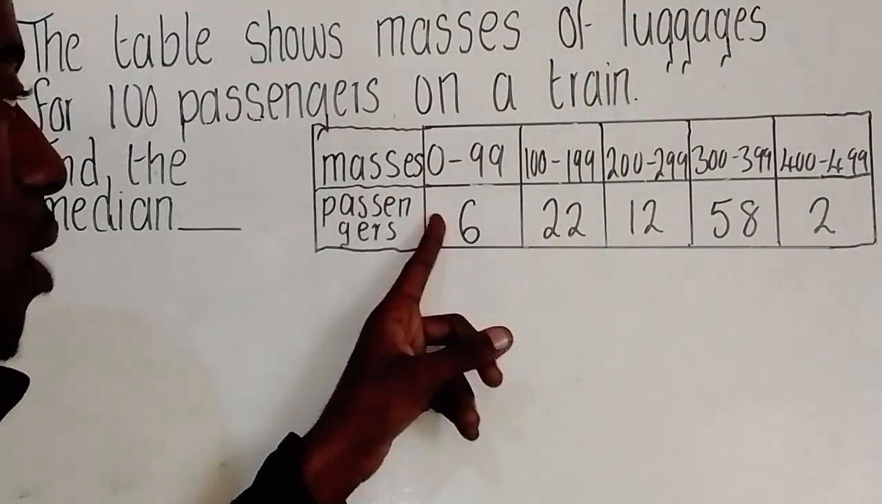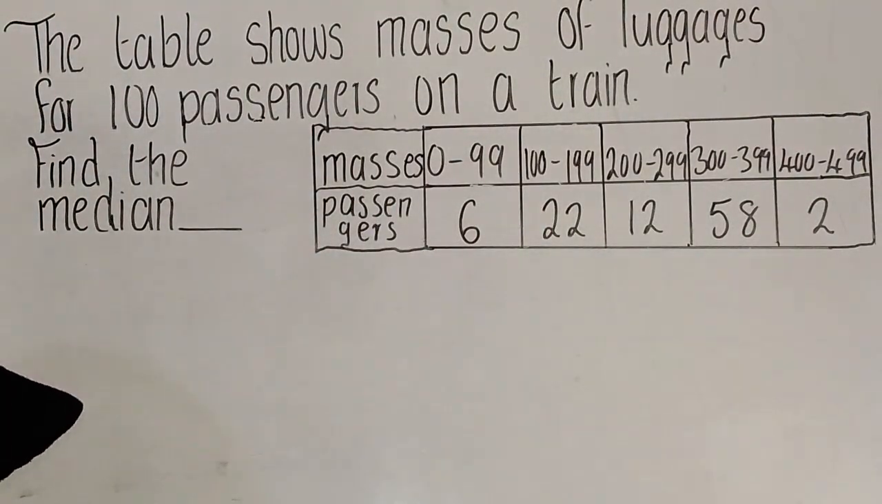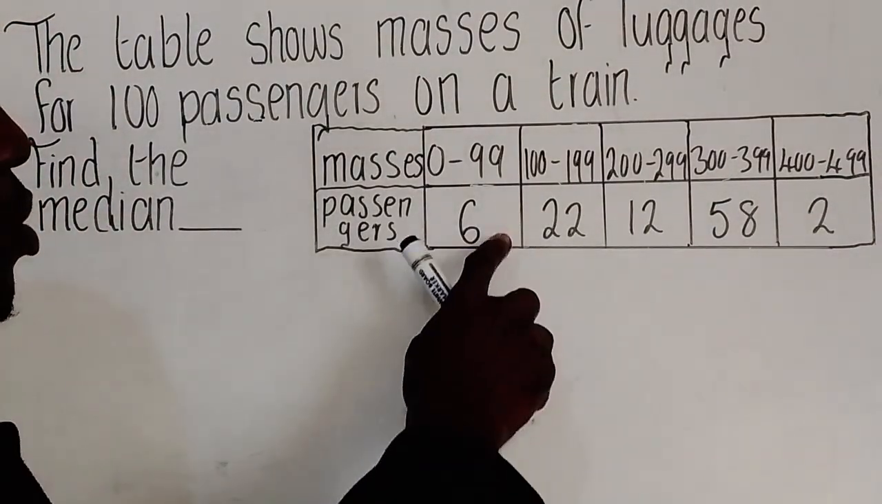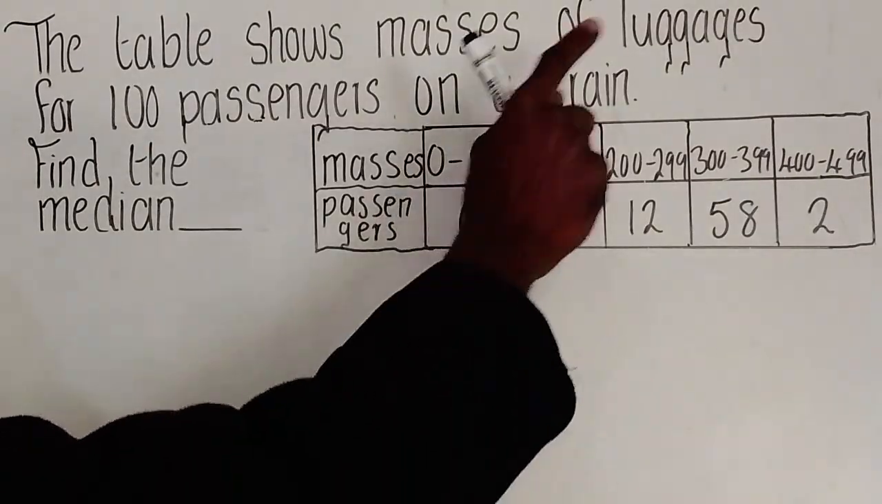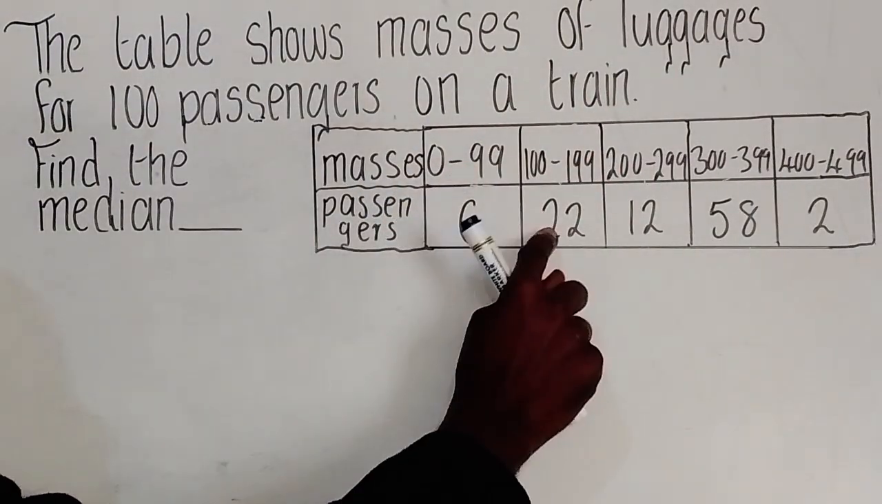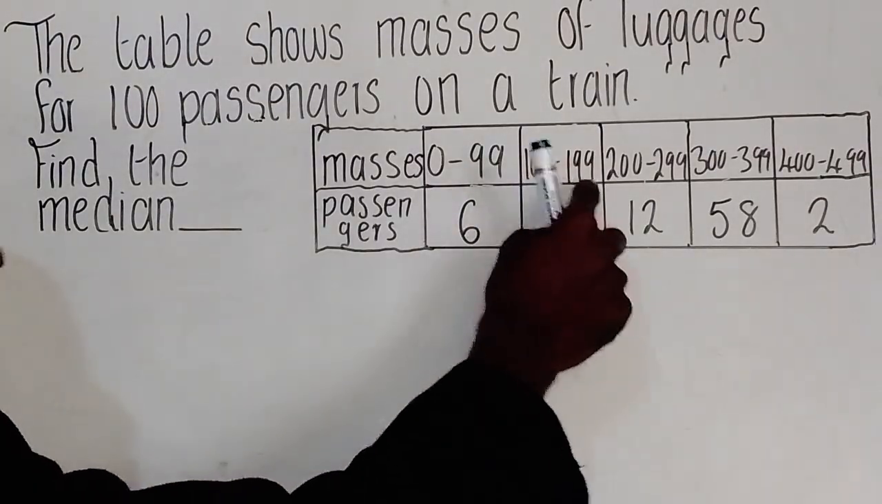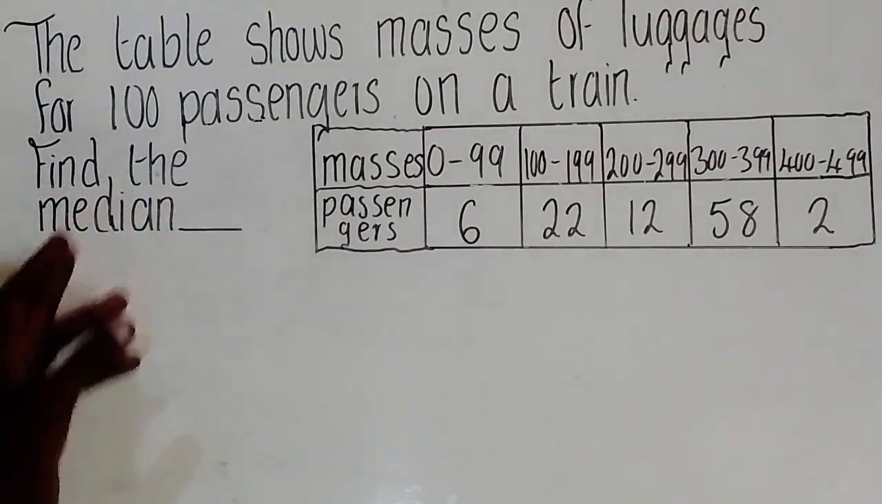So meaning even when you add these, you're still going to get what, 100. That's the actual meaning. Now you must understand that this simply helps us to say, so 60 passengers, the masses of their luggages were between this. So 22 passengers, the mass of their luggages were between these two numbers and so on. But the question here is saying, find the median.